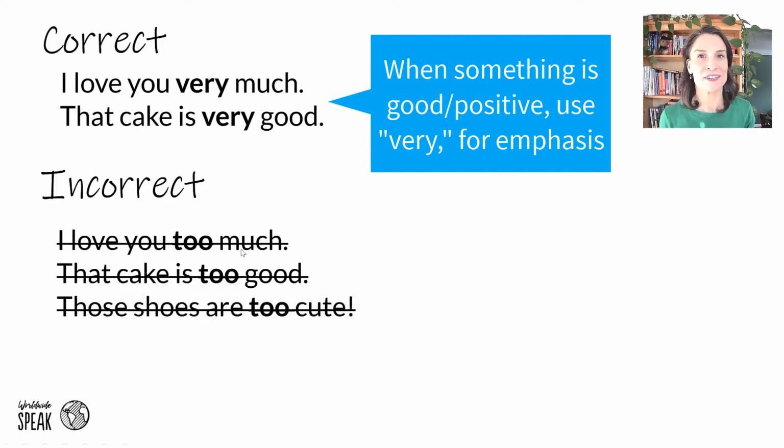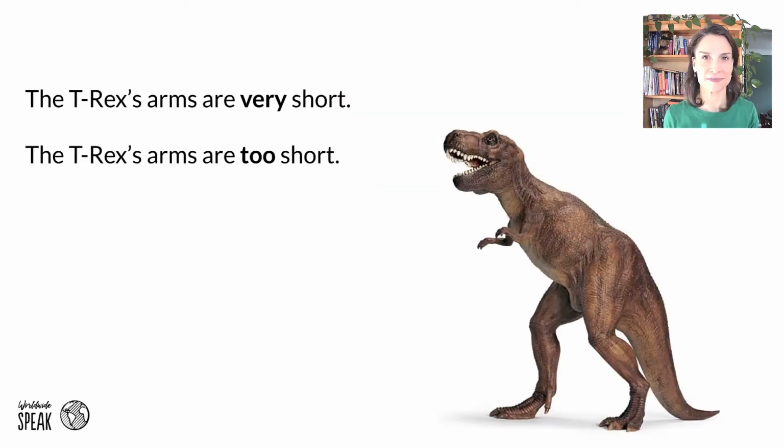Now you will sometimes hear native English speakers make a sentence like this last one: those shoes are too cute. And that is kind of being a little bit playful with language, and the speaker knows that they're using this incorrectly. That's something you can do if you're extremely proficient in a language. But if you're learning a language, it's important to use the words as they are commonly used. So use very to emphasize something positive, and use too when you're indicating that something has crossed a line and is now excessive.